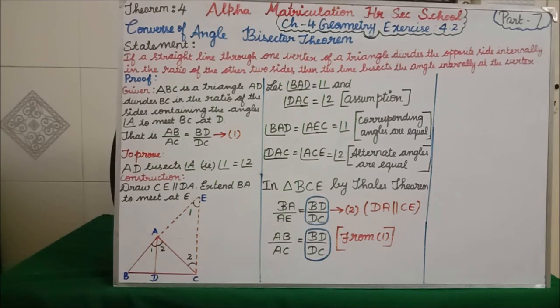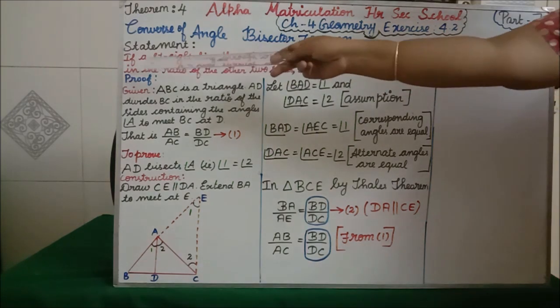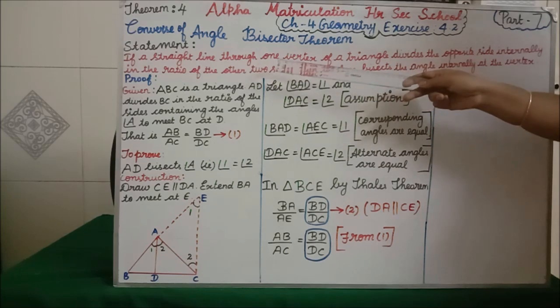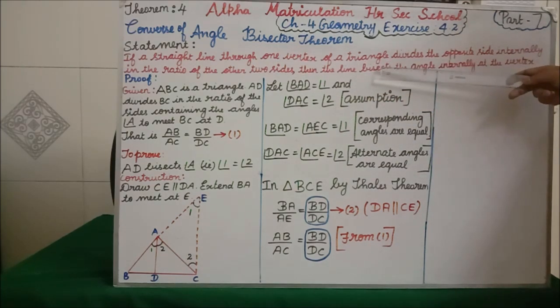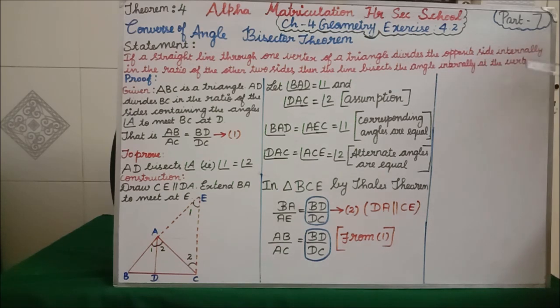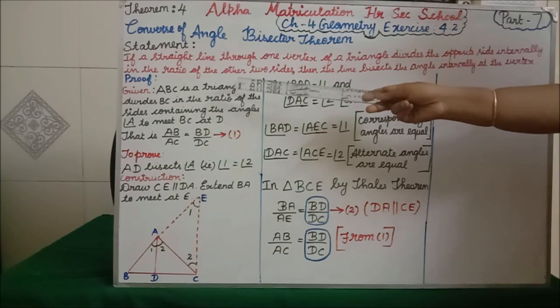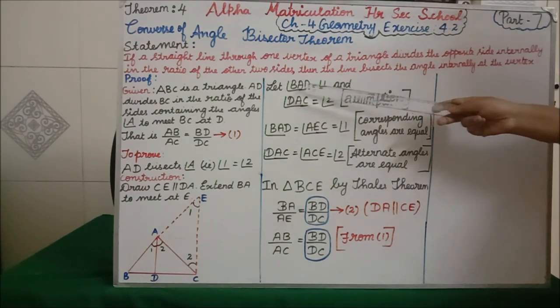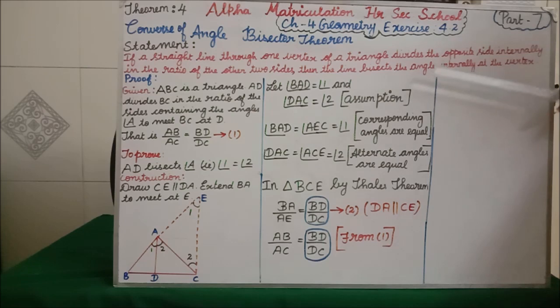Students, now in part 7 video, we are going to see the theorem number 4, converse of angle bisector theorem. Now we'll see the statement. If a straight line through one vertex of a triangle divides the opposite side internally in the ratio of the other two sides, then the line bisects the angle internally at the vertex.